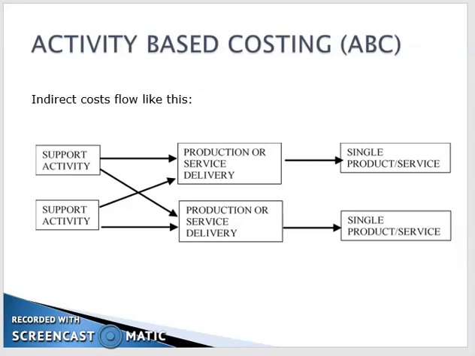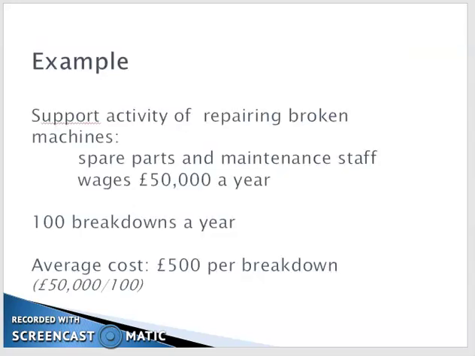Let's take an example. In the electronics factory, we had spare parts and maintenance. Perhaps they cost £50,000 a year. This is the cost of the support activity of repairing broken machines. If there are 100 breakdowns a year in the factory, the average cost per breakdown is £500.